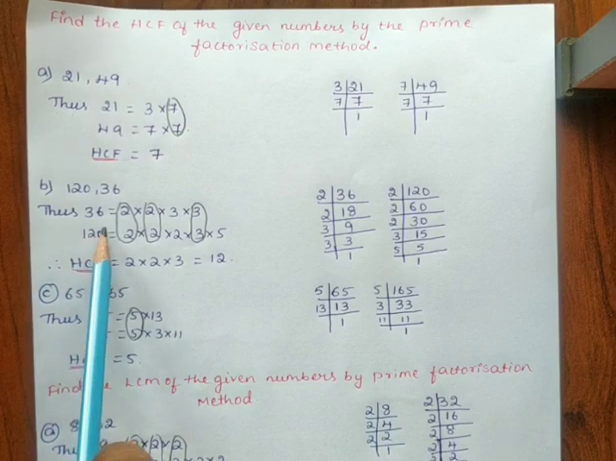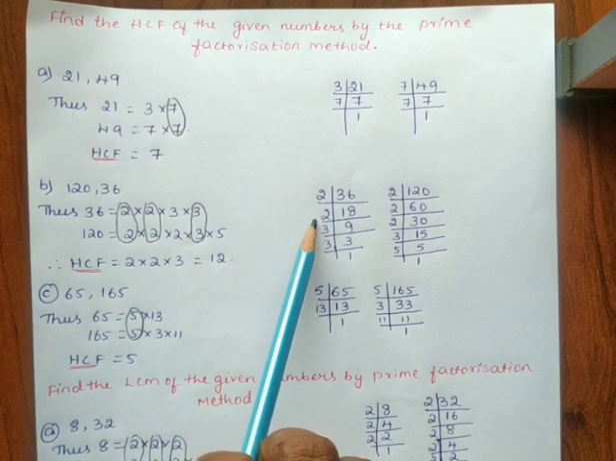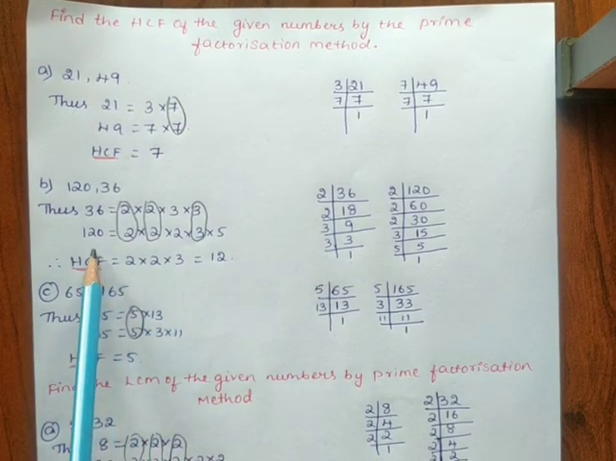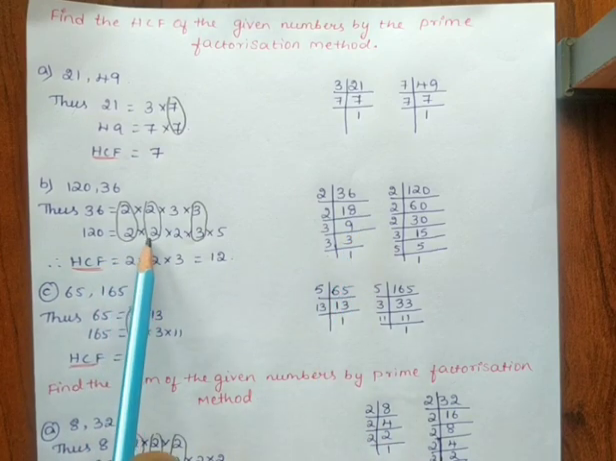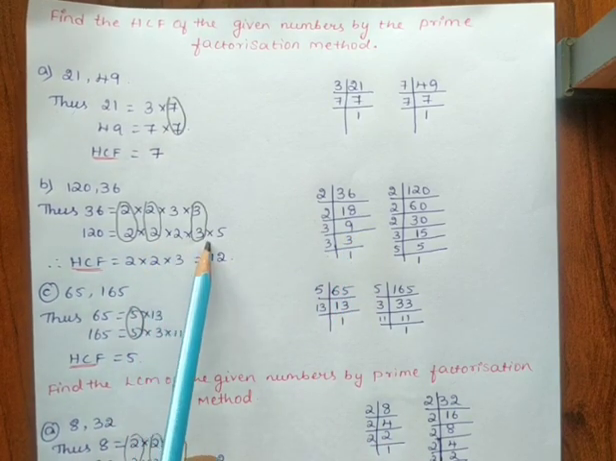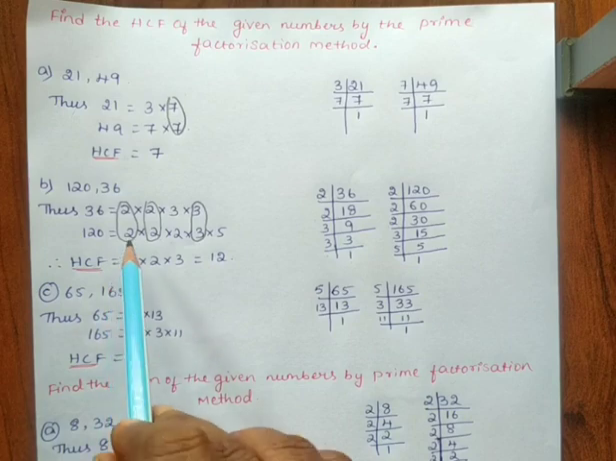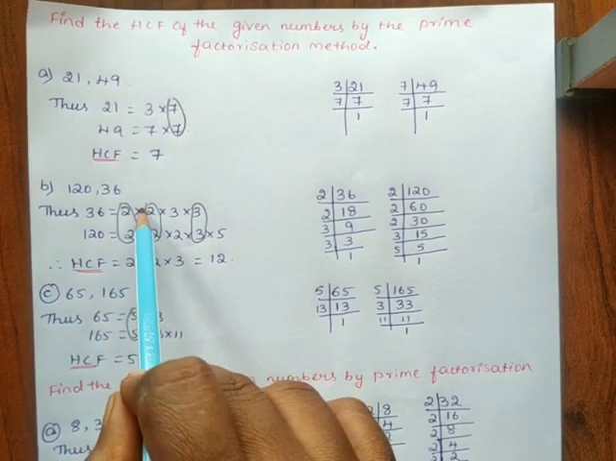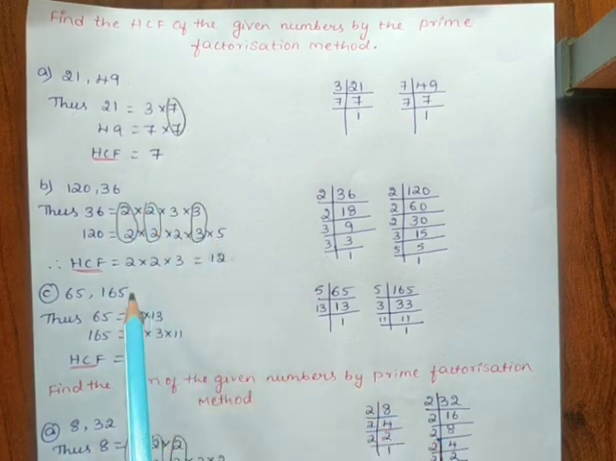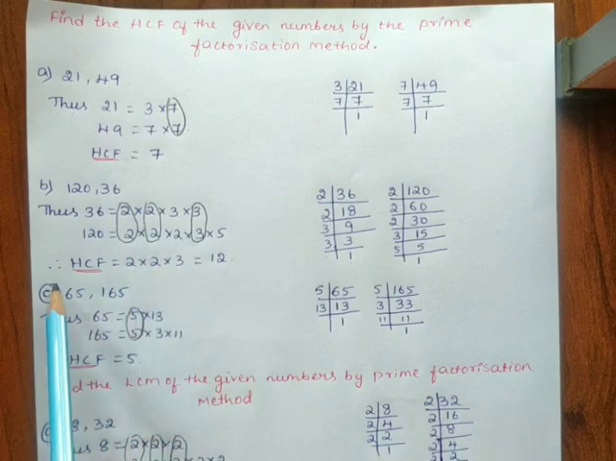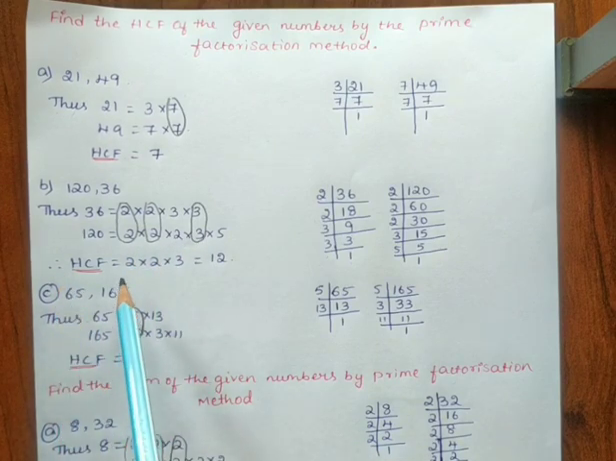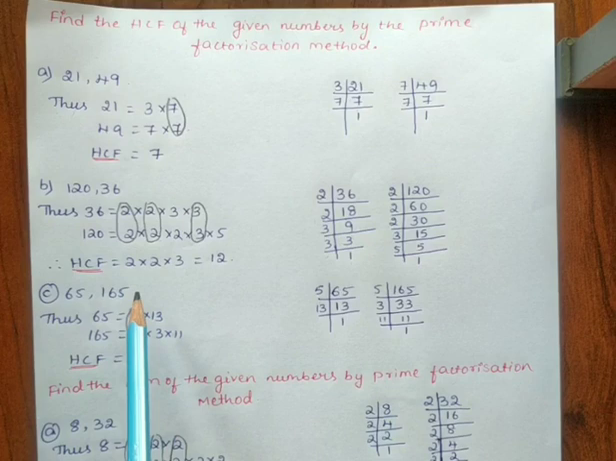Thus 36 is equal to 2 into 2 into 3 into 3. Then 120 is equal to 2 into 2 into 2 into 3 into 5. So here 2 is common, another 2 is common and 3 is common. So I have grouped these, and therefore HCF is equal to 2 into 2 into 3. So 2 2s are 4, 4 3s are 12, we got 12.